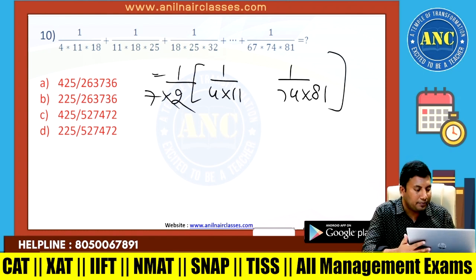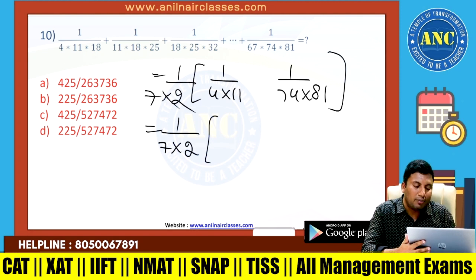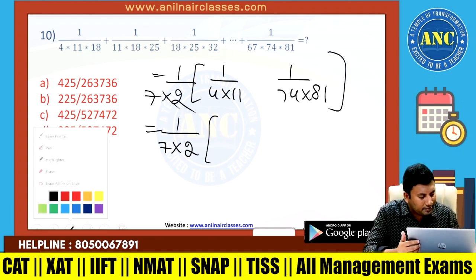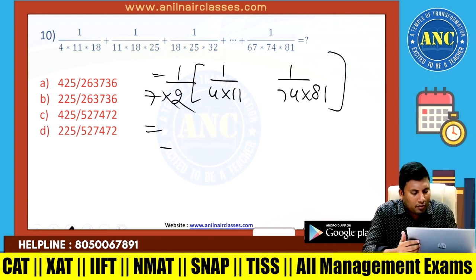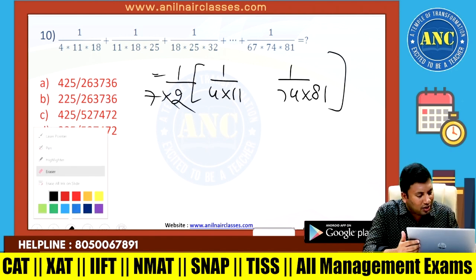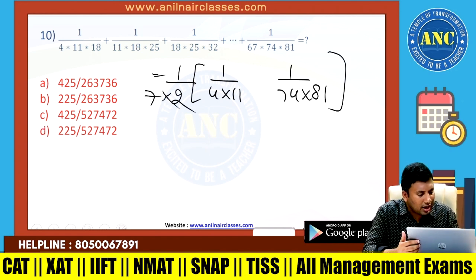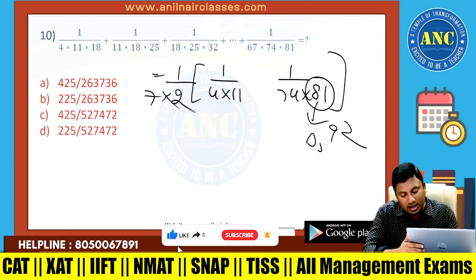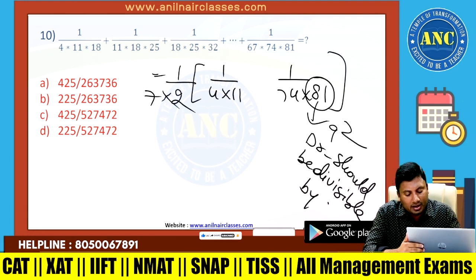This is one way to solve. 1 by 7 into 2, 1 by 4 into 11 minus 1 by 74 into 81. Now, here is one important concept which I want to discuss. Anyway, the calculation method you know it. 74 into 81. 81 is nothing but 9 square. The answer denominator should be divisible by 9. Let me first check it.